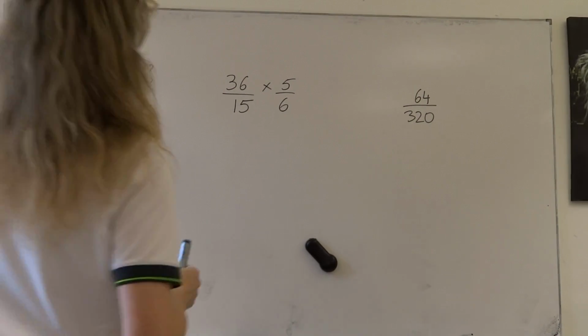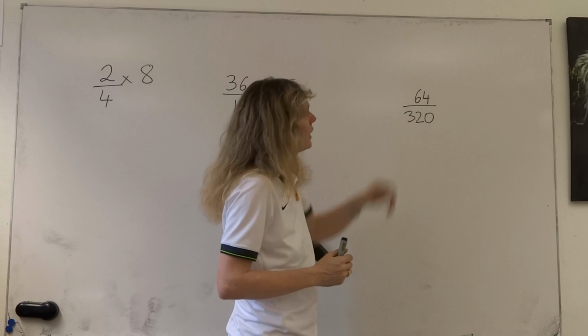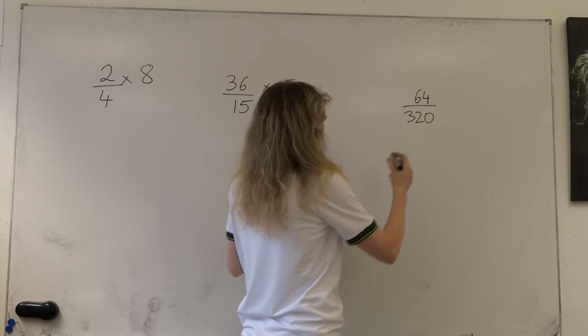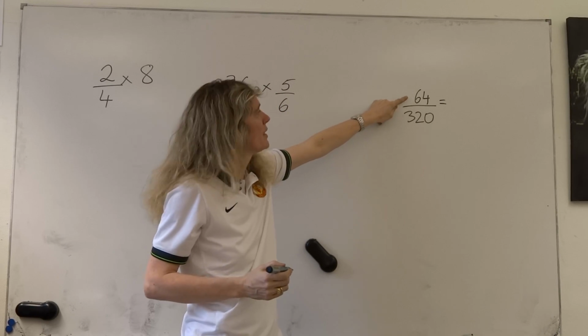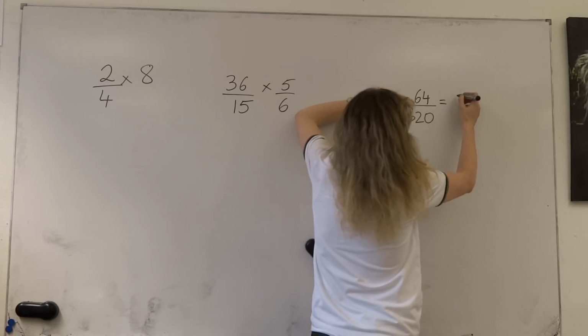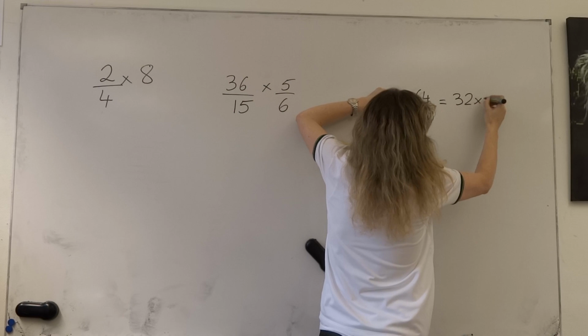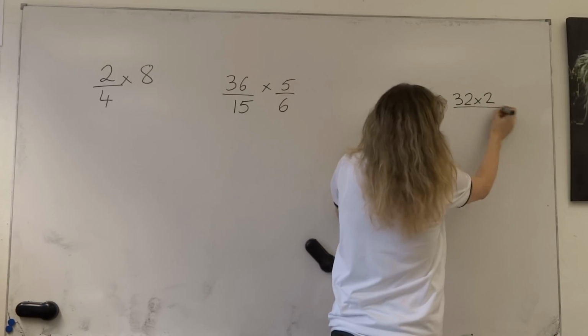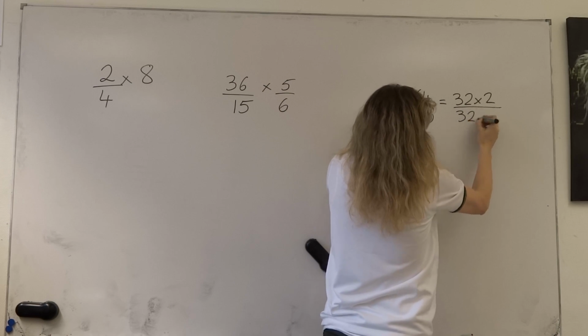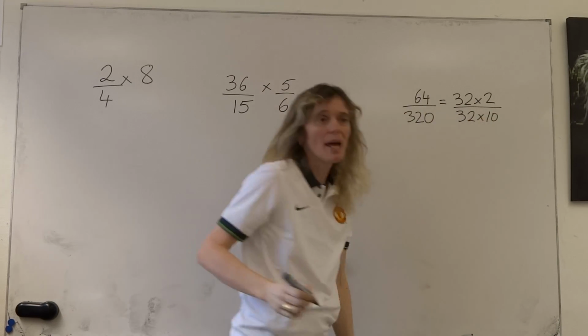Here are some expressions that I want you to simplify, and a good way of doing it. If you look at these numbers, you can actually see that 64 is the same as 32 times 2. And you can see that 320 is the same as 32 times 10.